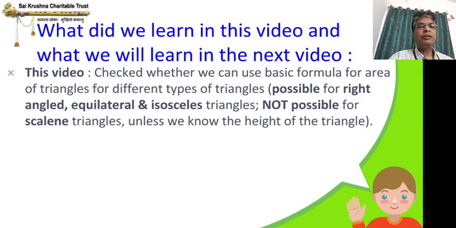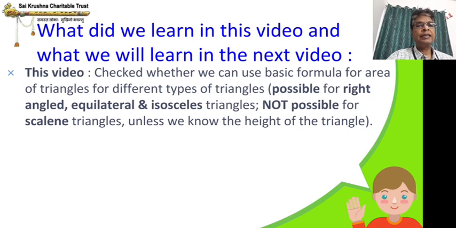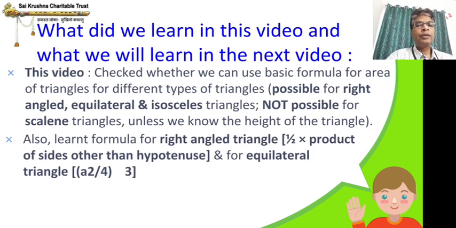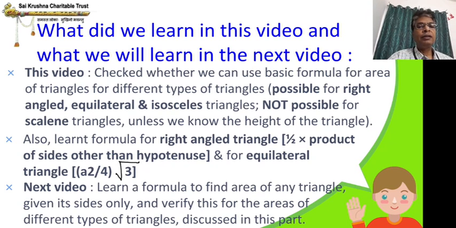So in this part, we have checked whether we can use the basic formula for area of triangles. We found it is possible for right angle, equilateral and isosceles triangles, but not possible for scalene triangles unless we know the height of the triangle. We also learned a formula for a right angle triangle, which is half into the product of the sides other than the hypotenuse, and for an equilateral triangle, a square by 4 into root 3. In the next part, we are going to learn a formula to find the area of any triangle given its sides only, and verify this for the different types of triangles discussed in this part.